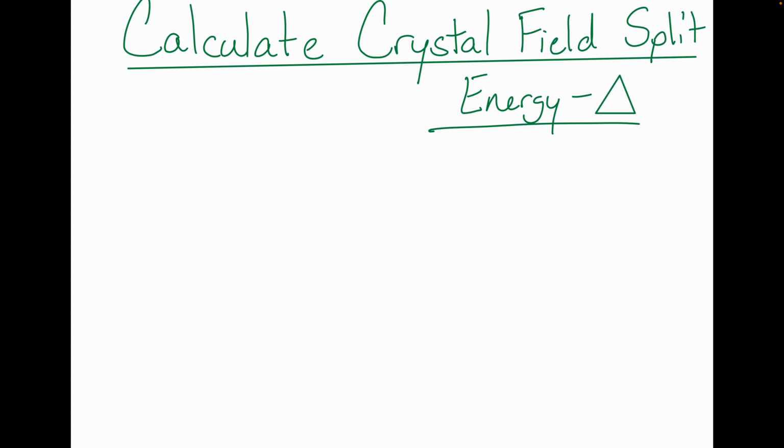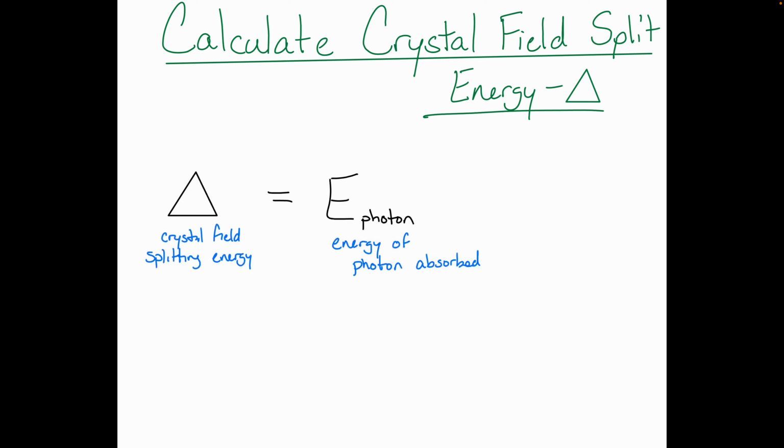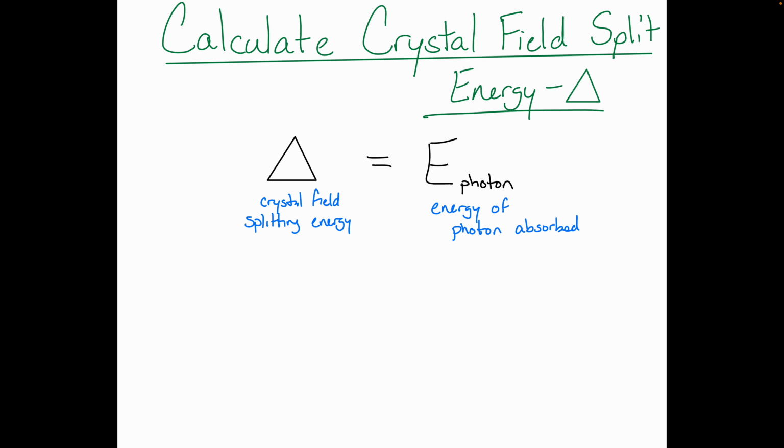All right, so the basis here is, again, that it's going to be equal to the energy of the photon absorbed. Well, fortunately for us, Einstein, pretty early on, established this relationship for the energy of a photon. All right, this is equal to hc over lambda.